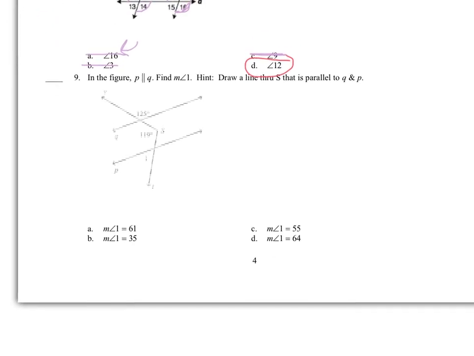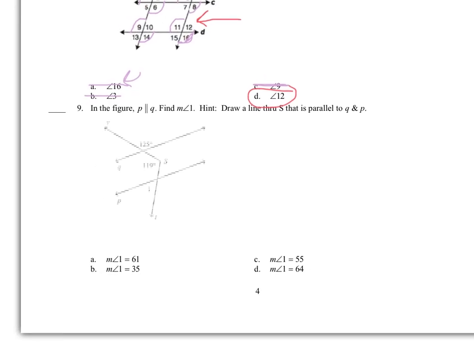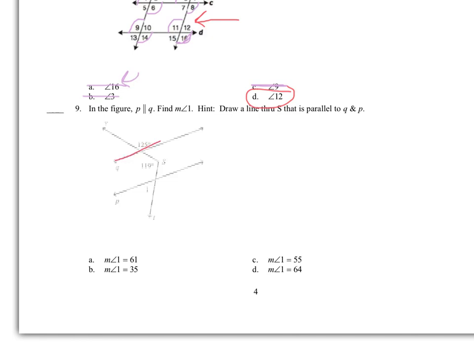Okay, number 9. In the figure, we have P parallel to Q, so I'm going to just go ahead and redraw some of this. Q is parallel to P. Find the measure of angle 1. The measure of angle 1 we're talking about is right here. Draw a line through S that is parallel to Q. Now this one is one of those tricky ones. We're going to draw this auxiliary line, which is going to be parallel. So this is what we do.